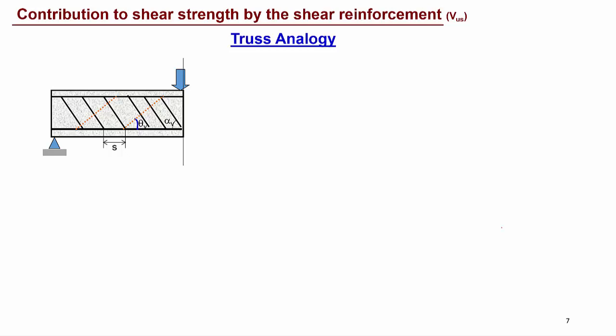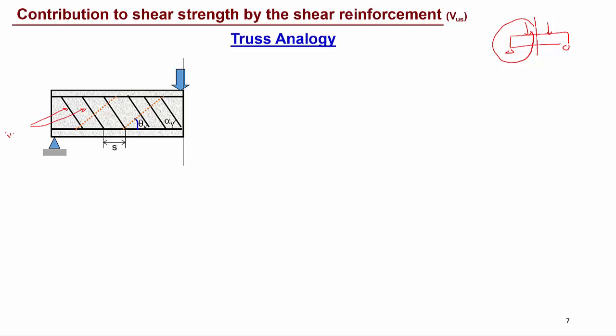Now, to find the contribution of shear strength from the shear reinforcement, that is the V_us component, we can use the truss analogy to simplify how the forces are being transferred in our reinforced concrete beam system. As you can see again, it is a simply supported beam subjected to 4-point loading, and we are looking at this section only. And here, for the general case, we will look at the inclined stirrups first.